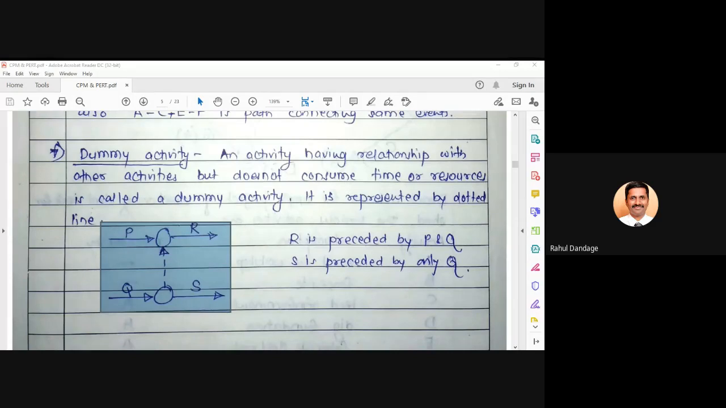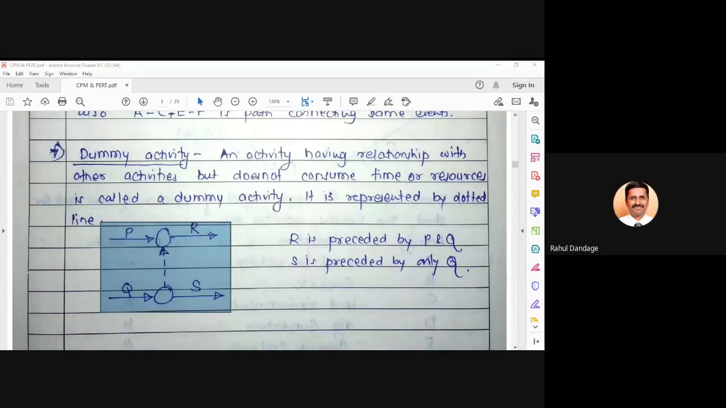Now, tell me, based upon this information, let us say the case is reversed. R is preceded only by P activity, and S is preceded by both P and Q. Then what will happen? Whether the diagram will remain the same or there will be a change. If there is a change, what will be the change?